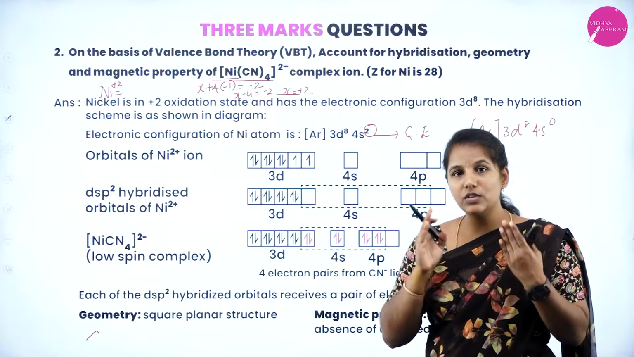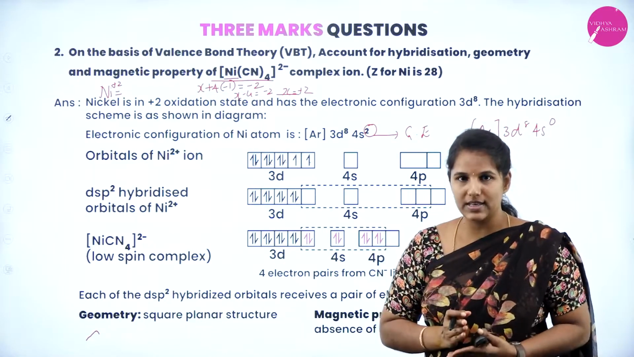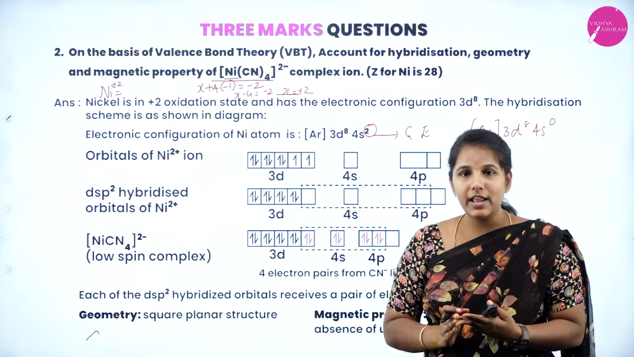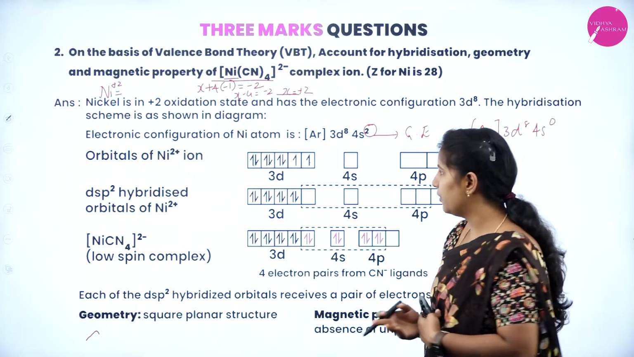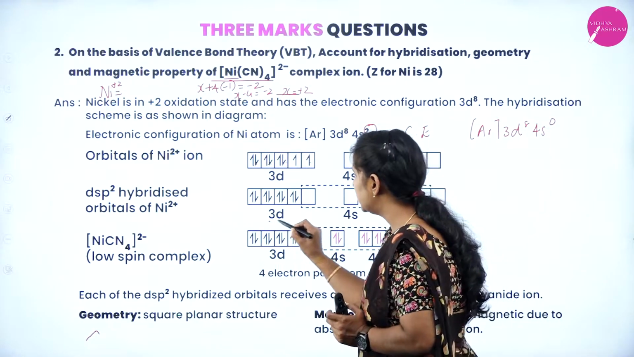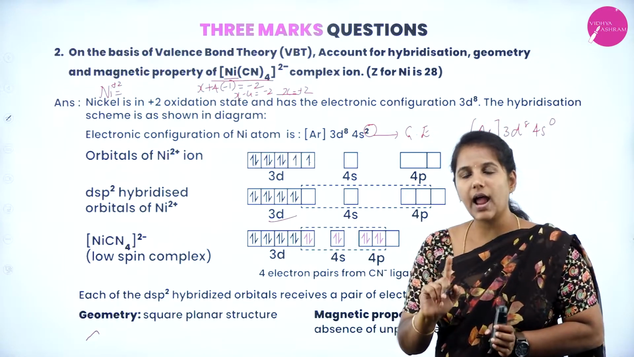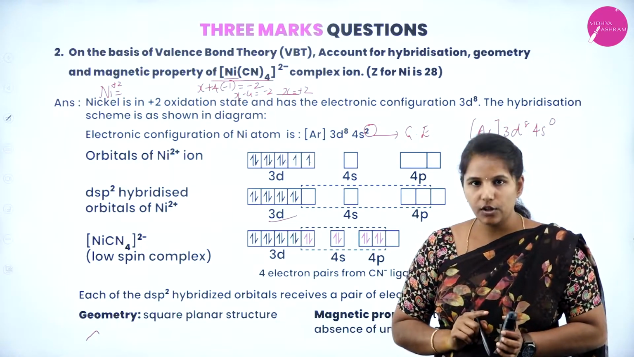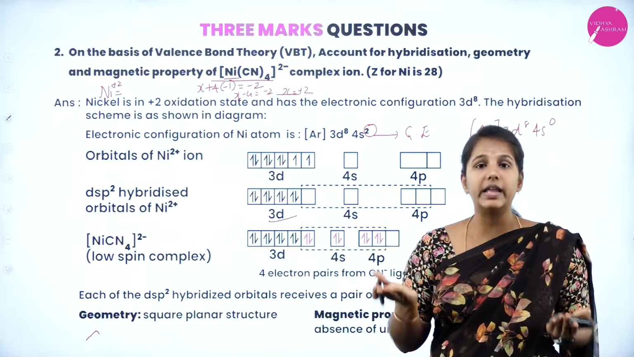Because of the attack of the strongest ligand, cyanide, the unpaired electrons which are found in the nickel get paired up. When they get paired up, the electronic configuration in the 3d orbital will look like this. But it has to be attacked by the other 4 cyanide ligands. For the 4 cyanide ligands, we must have 4 vacant orbitals.